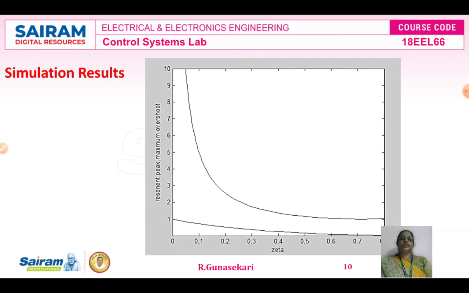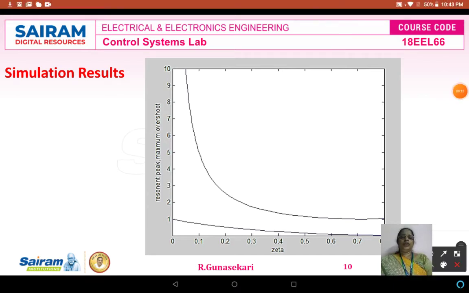The next one is the simulation result between zeta and resonant peak, maximum overshoot. The x-axis is zeta, and the y-axis is resonant peak and maximum overshoot. We get the curve shape like this.